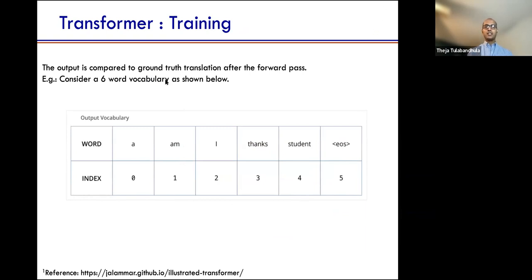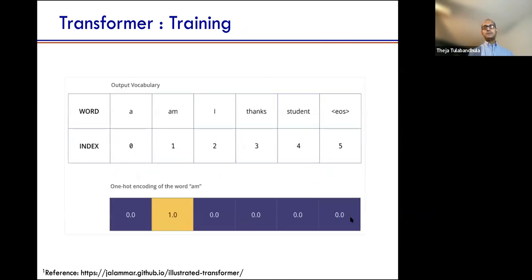cross entropy loss. For example, let's say my vocabulary is only 5 or 6 words, and the indices are 0, 1, 2, 3, 4, 5. Then my first output would be 6-dimensional. You encode a word like "am" with a one-hot encoded vector like this, right? "Am" is encoded like this, or the word "thanks" will be exactly like this, except the fourth coordinate will be 1, and so on. So that's one-hot encoding.